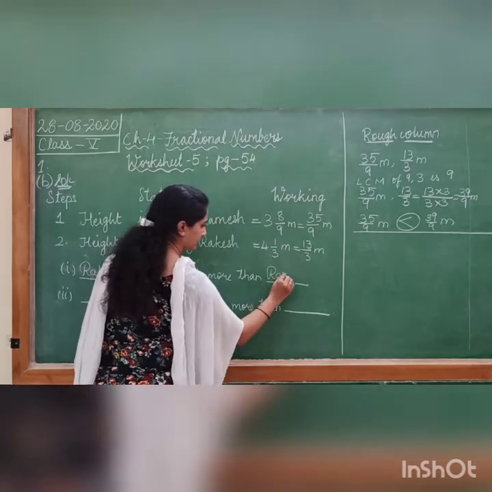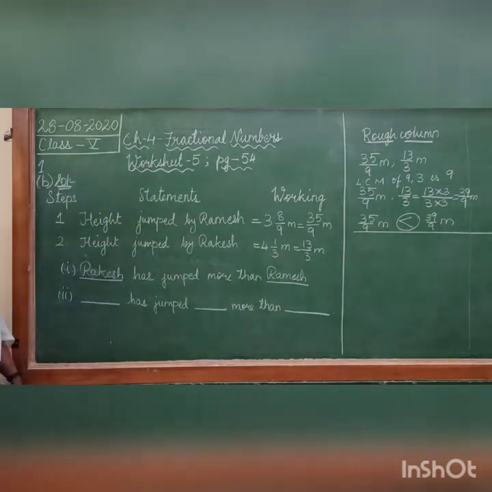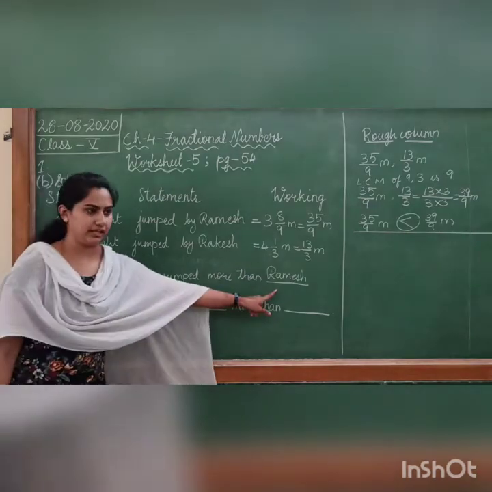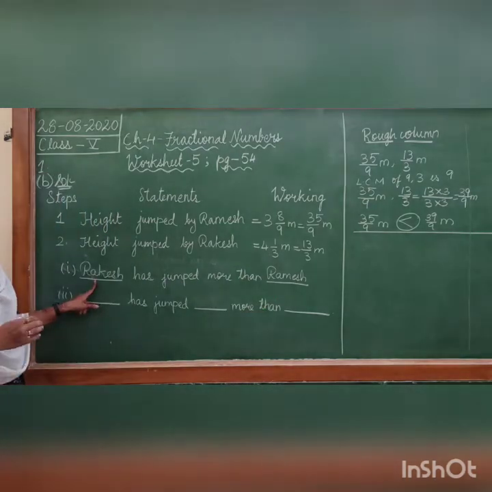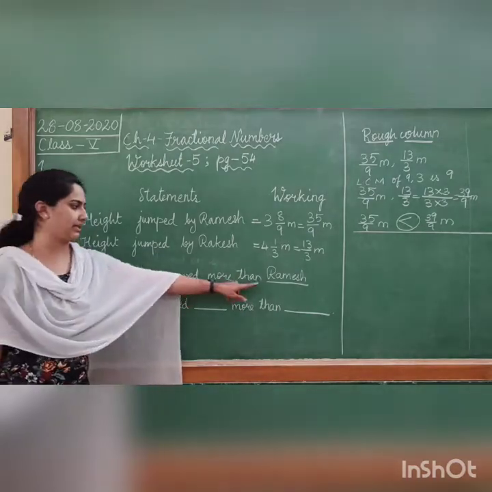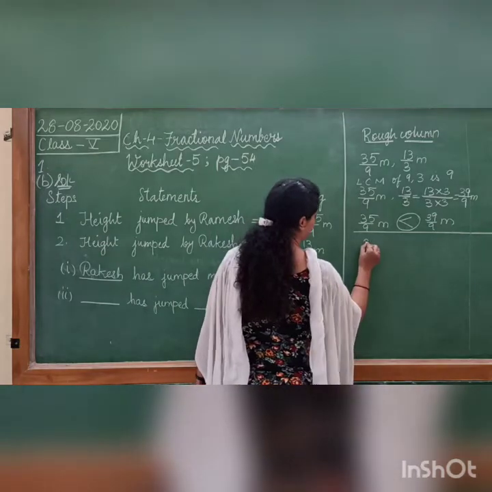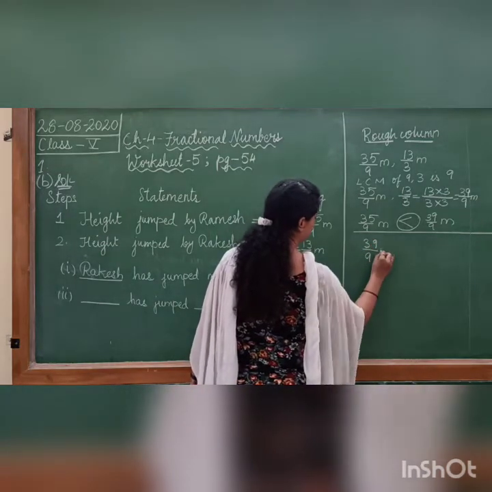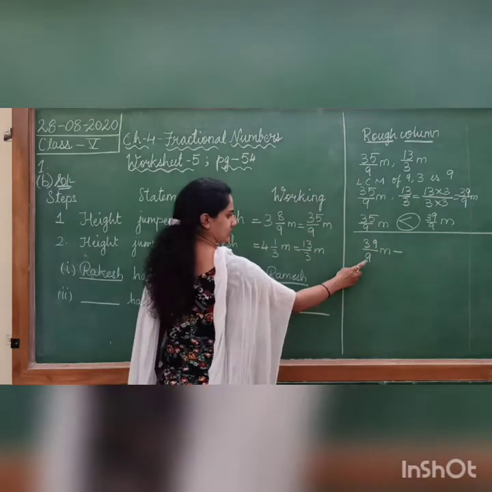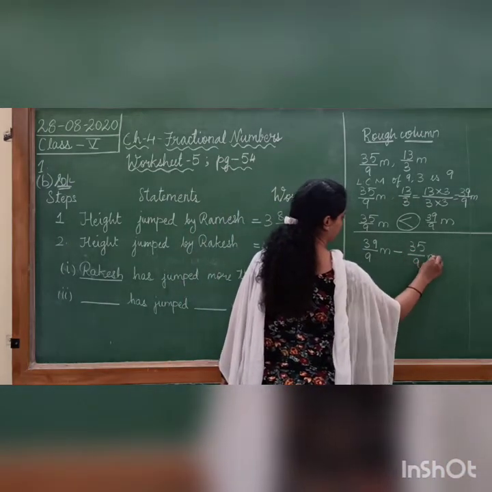Now the second question in the same sum is, how much more height did Rakesh jump than Ramesh? Rakesh has jumped more, Ramesh has jumped less. So you have to subtract the lesser number from the bigger number. That is 39 by 9 meters. This is Rakesh height jump and this is Ramesh height jump.